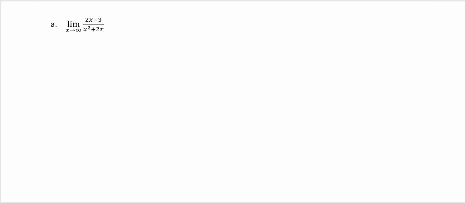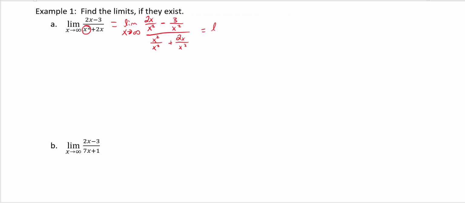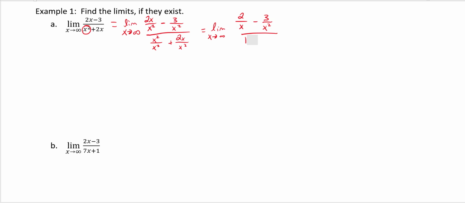Now let's simplify this. So this looks uglier than it really is. So this becomes the limit as x is approaching infinity. So 2x over x squared, we can cancel one of the x's out, so this gives us 2 over x. Minus 3 over x squared, we can't simplify it. Over x squared over x squared is 1. 2x over x squared just becomes 2 over x again.